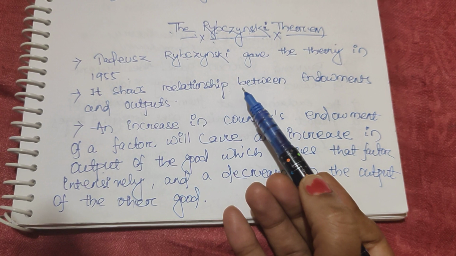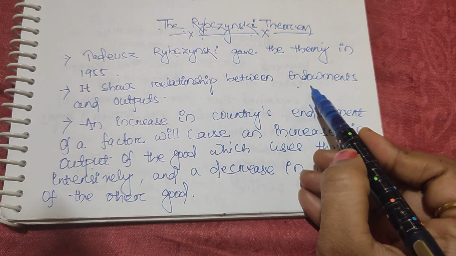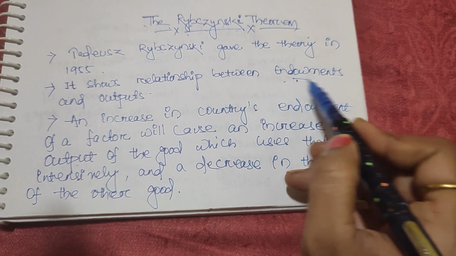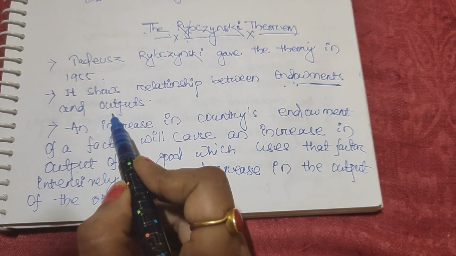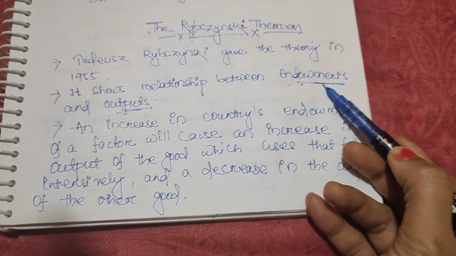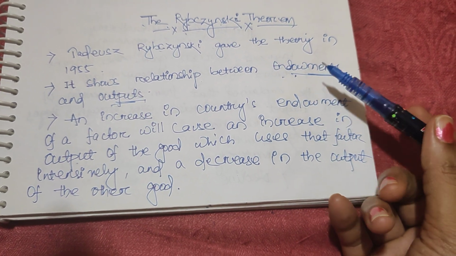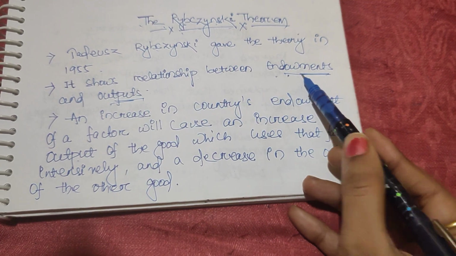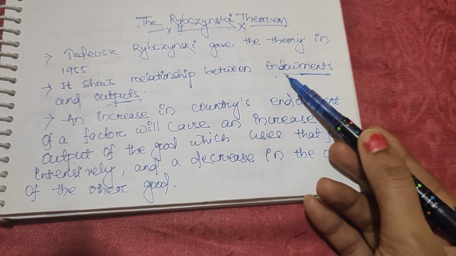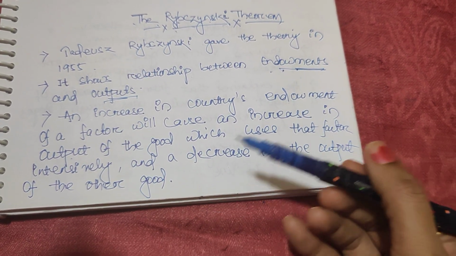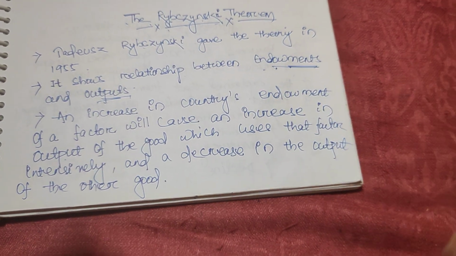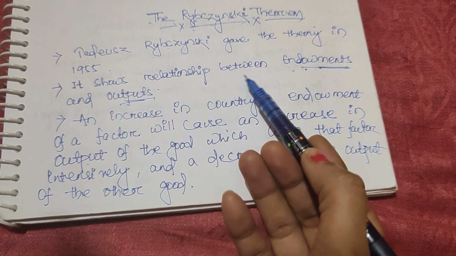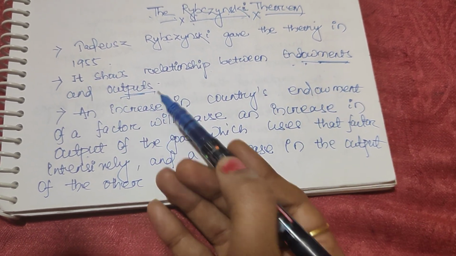It shows the relationship between endowment and output. The very important thing is that in the Rybczynski theorem we find the relationship between endowment and output. Endowment literally means the money we give to a non-profit organization. But in the economic sense, endowment means whatever money we invest for the development of the economy. So it shows the relationship between endowment and output.